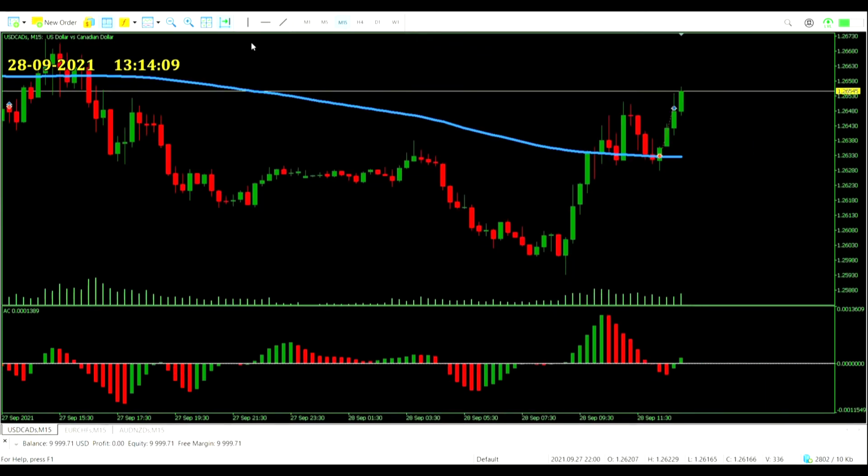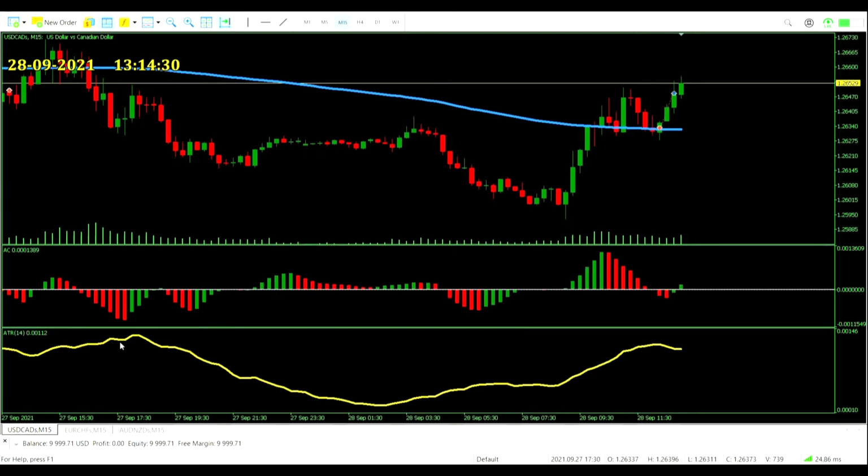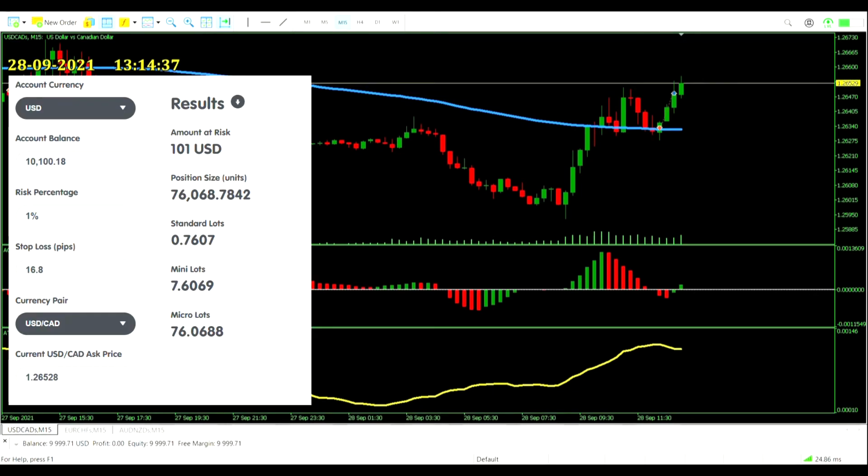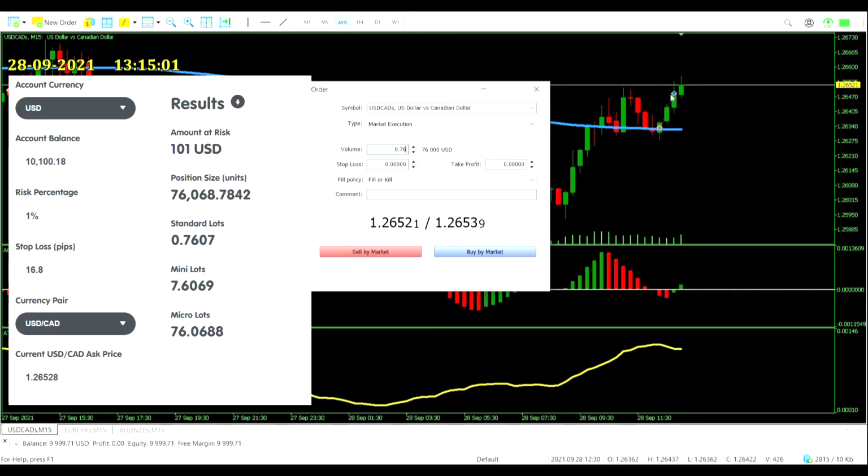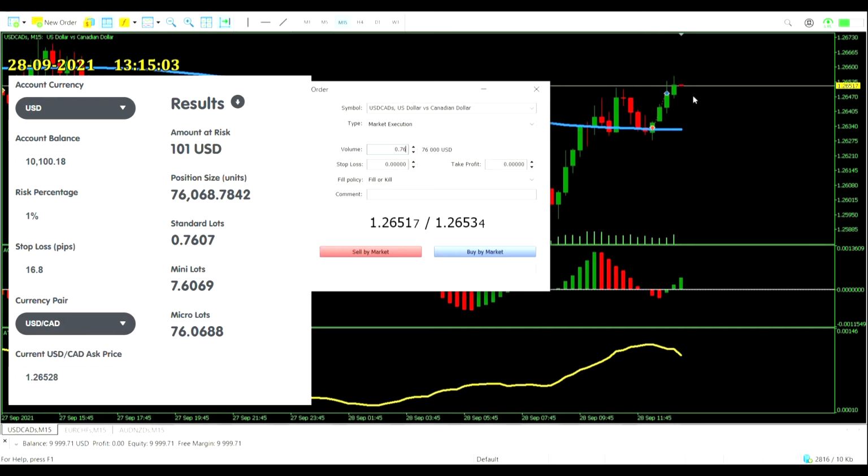Zoom in US dollar, Canadian dollar, and let's get that ATR up. 11.2 pips, that's what we're going to go for there. 112 points. 1.5 times that is 16.8 pips. Our risk is calculated on screen now. We are getting back in with a buy trade this time.